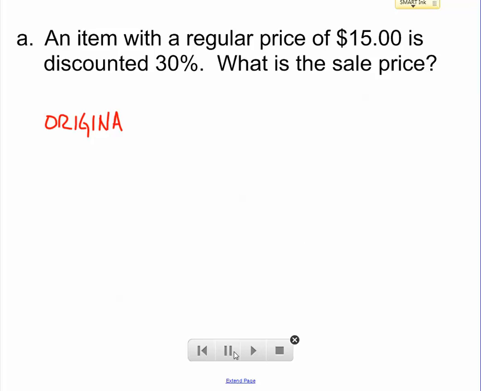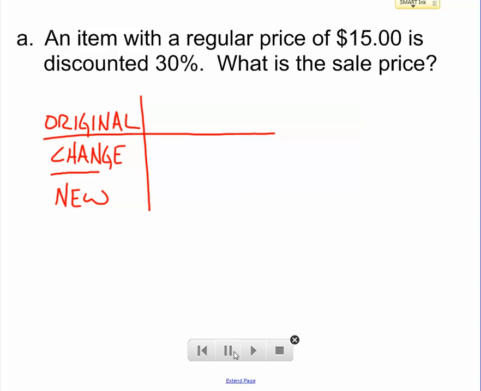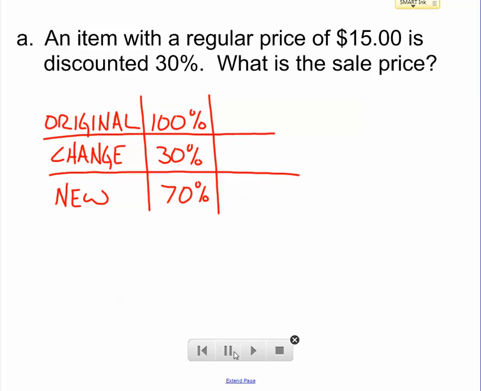So we're going to work with these three columns for the most part. We're going to do the original, the change, and the new. In this case, the original price, the change in price, and the new price. Well, the original price is always 100%. And in this case, the change is a 30% discount, which means the new price is going to be 70% of the original price. Okay, so original is always 100. We'll use the change to find our new.